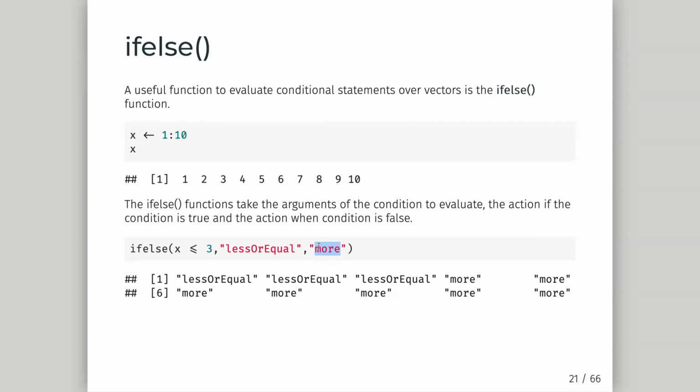Does that make sense? Okay. So it's basically taking this vector, and for every position in the vector, it's evaluating whether or not it's less than this, or it satisfies this. For the first three positions, it does, because it's less than 3, equal to 3, so we're less than or equal. And then every other position, it's more.